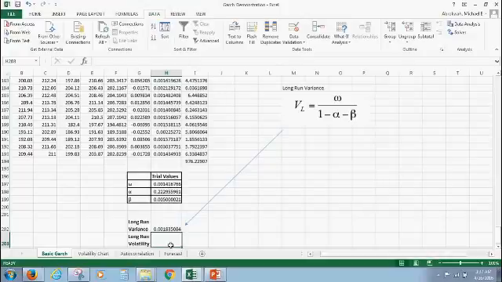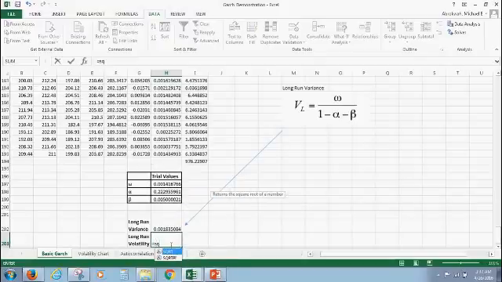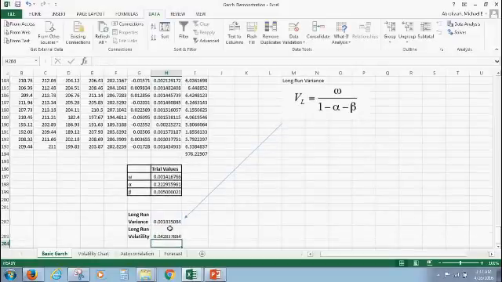And now in order to calculate the long run volatility, or the long term volatility, I should say, I just square root the long run variance. So there you have it. That is the long run volatility. Okay, and that's just the square root of the long run variance.